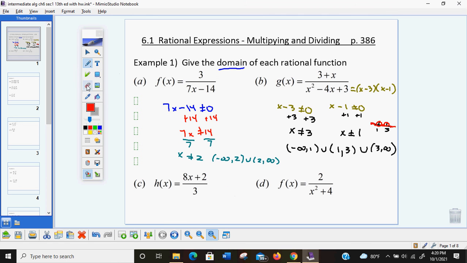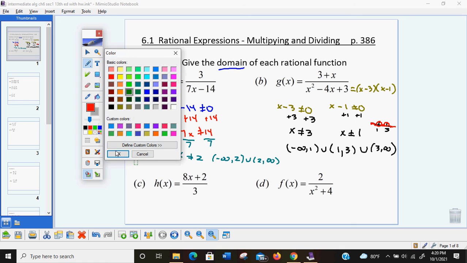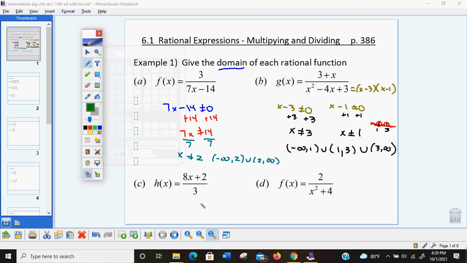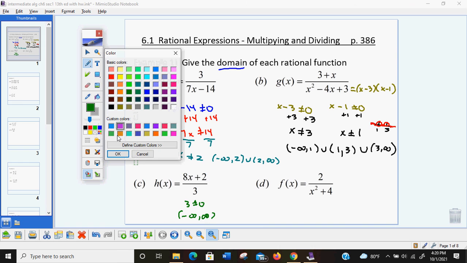All right, let's look at the bottom one on part C. Now for part C, there is no way to make that a 0. I mean, if you do this, 3 cannot equal 0. Well, it's not going to. There's not a variable there. There's not an x. So the domain for this one would be negative infinity to positive infinity. Every number we plug in would be in the domain. Nothing makes the bottom 0.